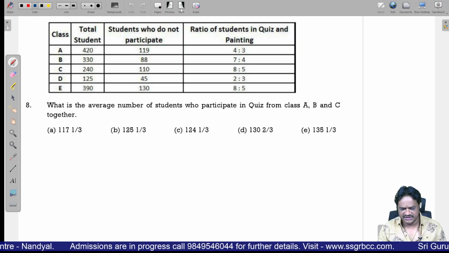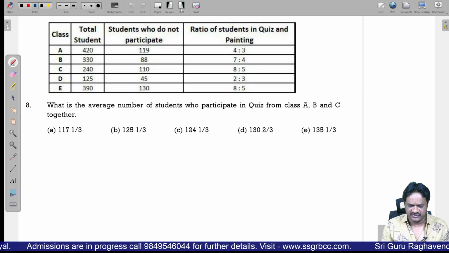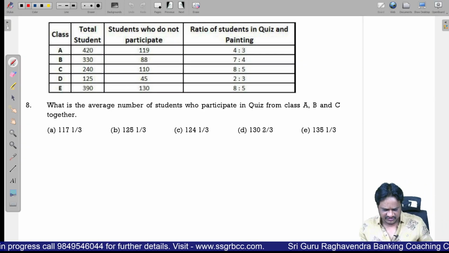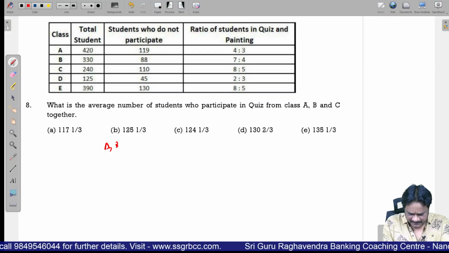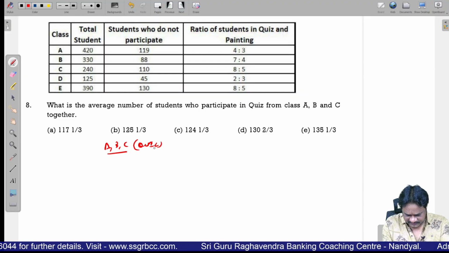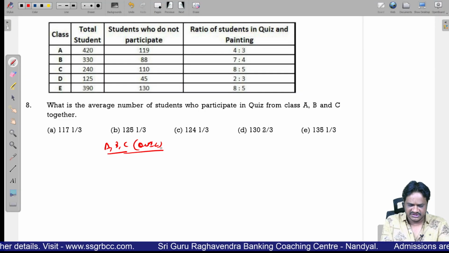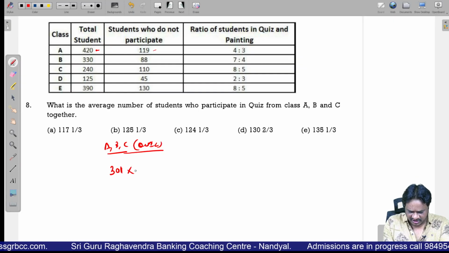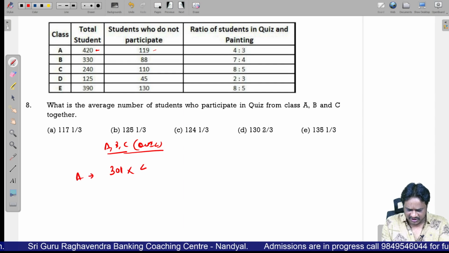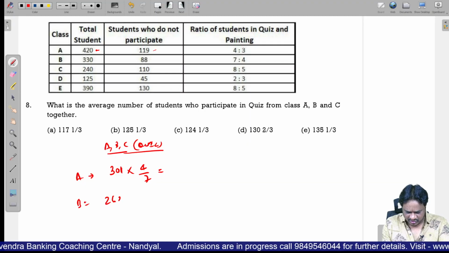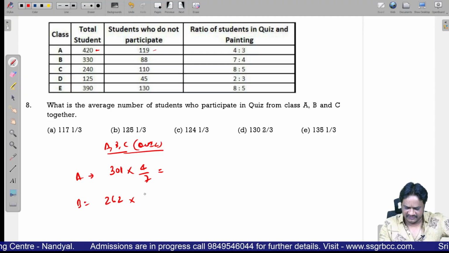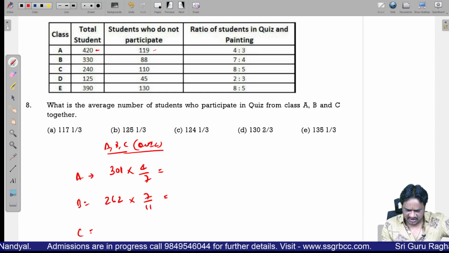What is the average number of students who participate in quiz of ABC? Now we have to calculate ABC quiz value. A, B and C quiz value you need to calculate. First of all, A. Out of 420, 119 not participating. So 301. In this we want quiz. So 4 by 7. Now come to B. Out of B, total 242 are participating. In this, we want quiz. So 7 by 11. And now come to C.